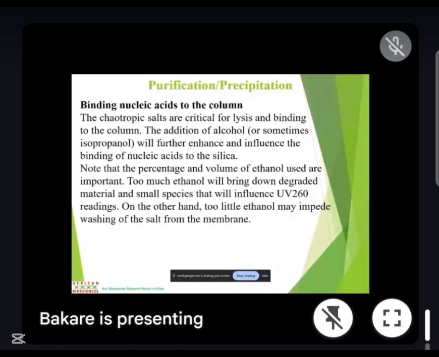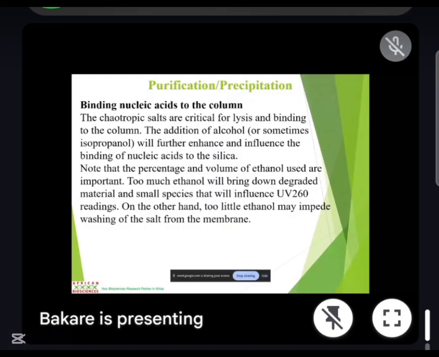The column is attached to a collection tube. So it's just like a sieve. Whatever you put at the top, when you centrifuge, the supernatant will go to the bottom. Then you can discard that flow-through. Then your nucleic acid will now bind to the silica, the column in the middle. So that's what happens at precipitation.